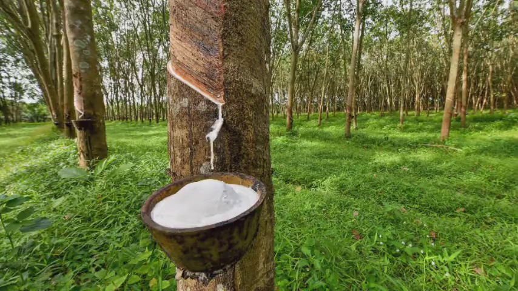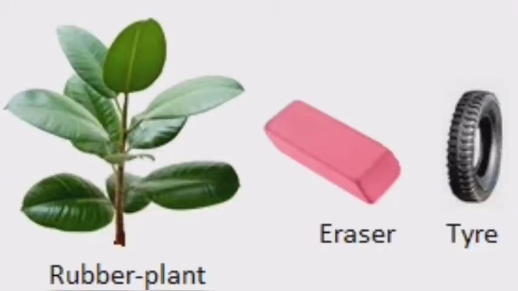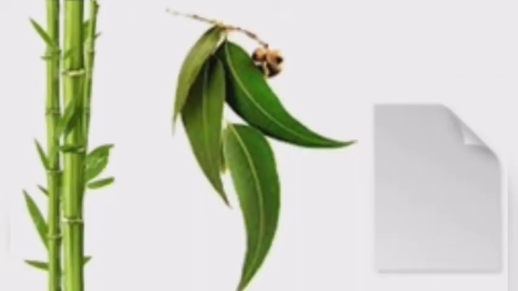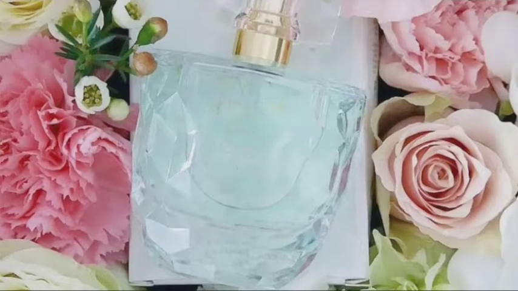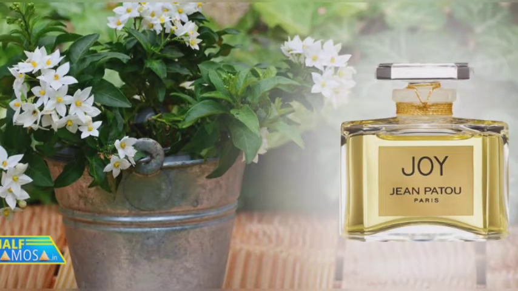And we get rubber from the rubber plant. This rubber is used for making tires for many vehicles, and we erase pencil marks with the help of this rubber. Bamboo and eucalyptus are used to make paper for writing. And we get cotton from cotton plants. It is used to make all types of cotton cloths. Flowers of certain plants are used to make perfume. Flowers of rose, jasmine and lily are good for making perfume. So in such ways plants are very useful for us.